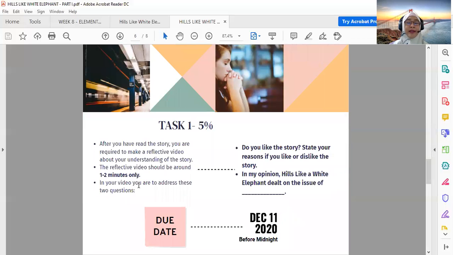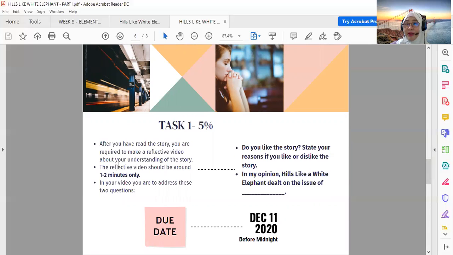The first task that you are to do is, after you have read the short story, you are required to make a reflective video about your understanding of the story, and this video should last about 1 to 2 minutes only.